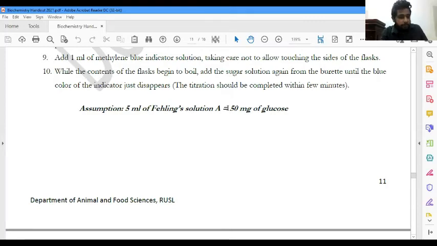Okay, I will explain the redox reaction here. Then you will understand that properly.